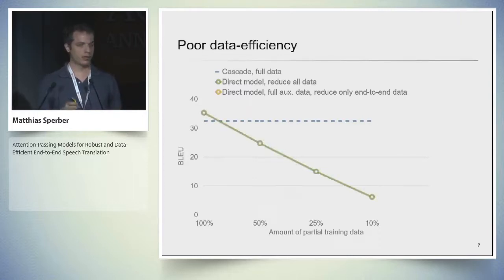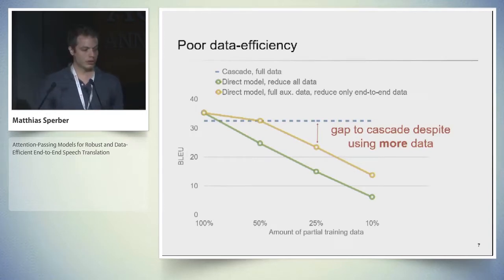We can compare that against a direct model trained in a multitask fashion on the same data, including the end-to-end portion of that data. So on the left side we have the 100% data case, and there the direct model is doing a bit better. And to keep the comparison fair, we made the architectures for both the cascade and the direct model as similar as possible. And unsurprisingly, when we take away parts of the data, the accuracy drops.